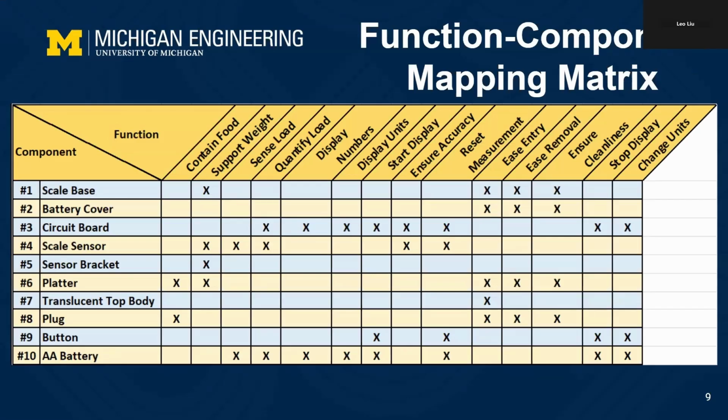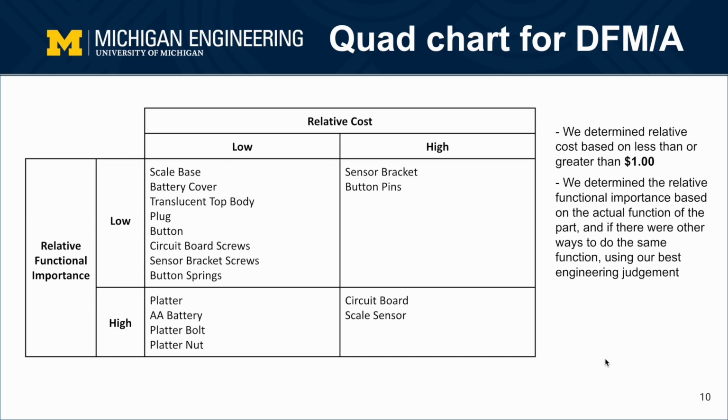This is the function component mapping matrix where the columns are the functions and the rows are the components of the scale. Here's our quad chart to assist us when we redesign for manufacturing and assembly.